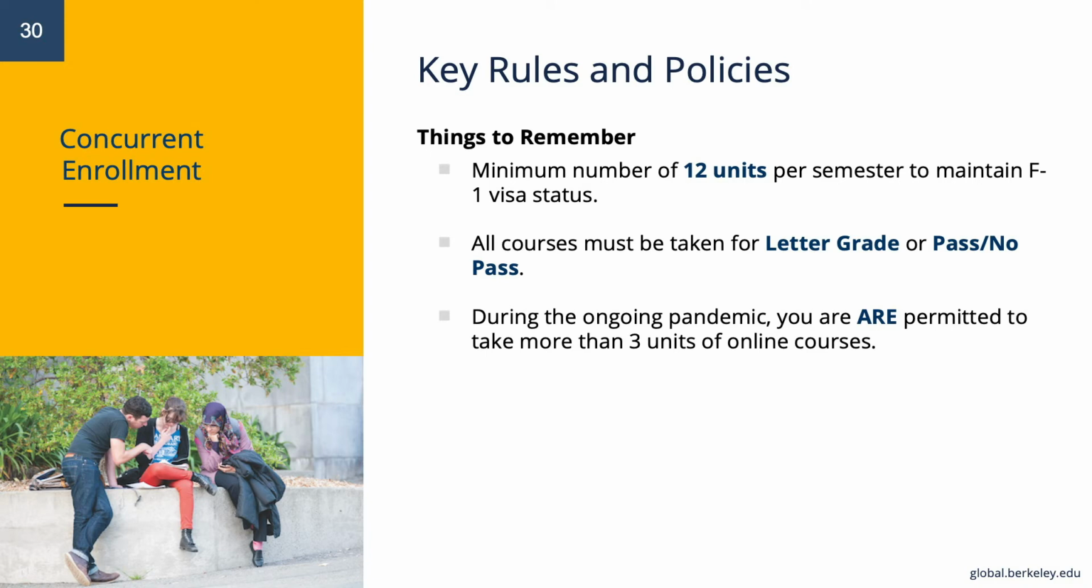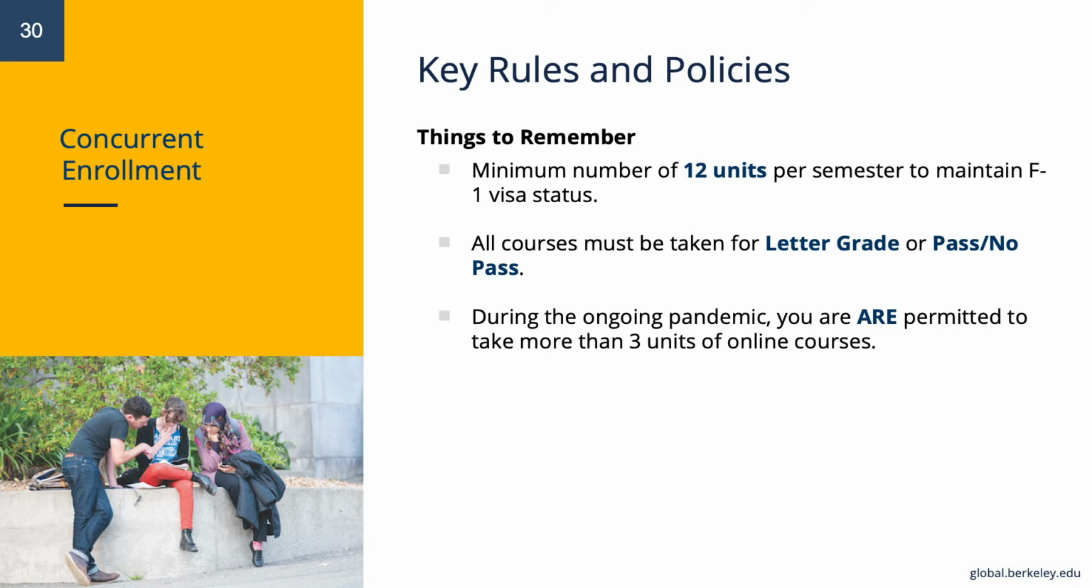Let's start with the most important rule regarding your visa status, which is being enrolled full-time. As an F1 student, you are required to be enrolled in a full-time course of study, and that means taking at least 12 units per semester. However, some students are required to take more than 12 units depending on the program or their home university's requirements.